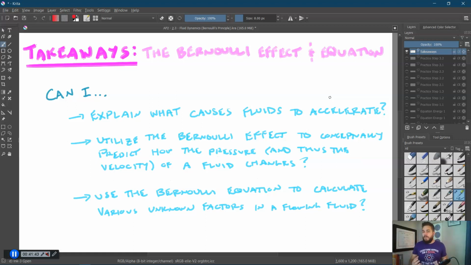However, this can be complicated if we start moving things upward and downward, because then we have to start thinking about the pressure differences from these depths. And that's when we also need to be utilizing the Bernoulli equation to calculate the various factors in some flowing fluid. So whether it's its absolute pressure at multiple points, how fast it's flowing, how high it is, etc. That equation alone encompasses almost everything we've done here today.